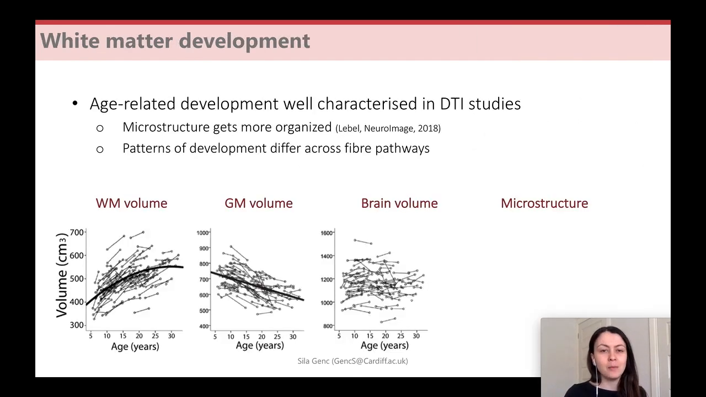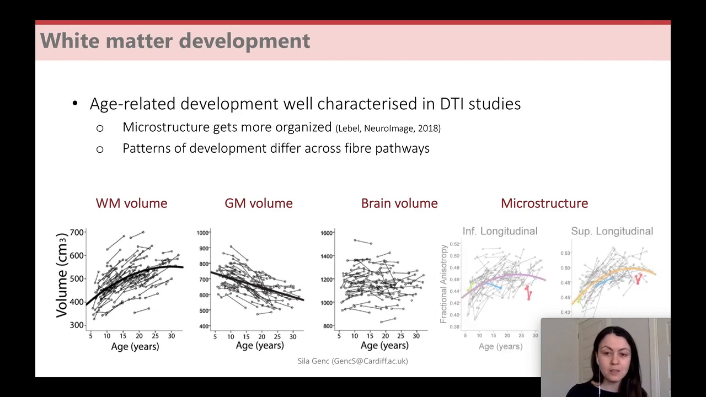Age-related development has been well characterized in DTI studies. We know the microstructure gets more organized with age, and patterns of development can differ between different fiber pathways. For example, the two examples here are the inferior longitudinal and superior longitudinal fasciculus, and the rate of change can differ between tracts.